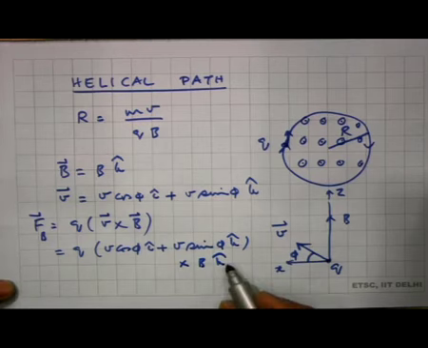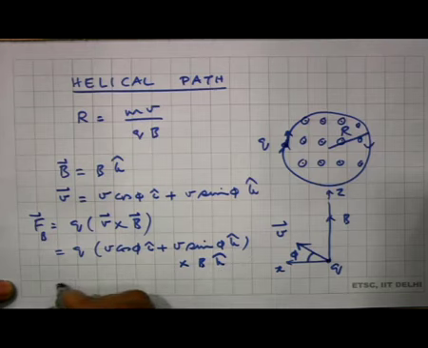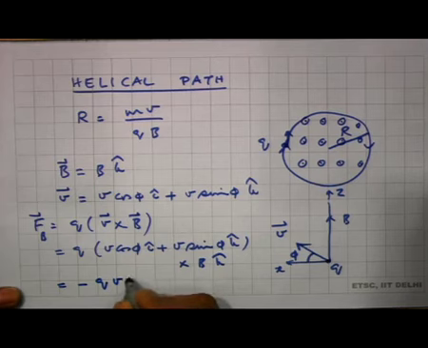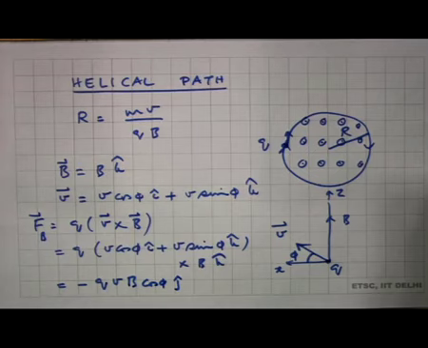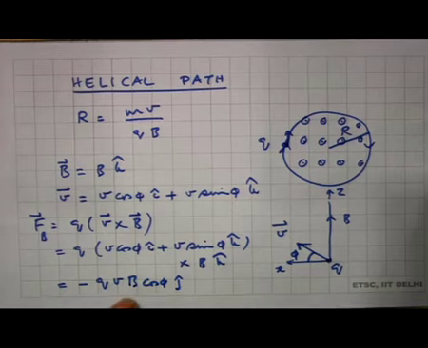Now k cap cross k cap is 0, i cap cross k cap is minus j cap. So this is equal to minus q v B cos phi j cap. So the magnetic force on the particle is minus q v B cos phi j cap. It's in the minus y direction. The y direction is pointing upwards here, so the minus y direction is pointing downward here.